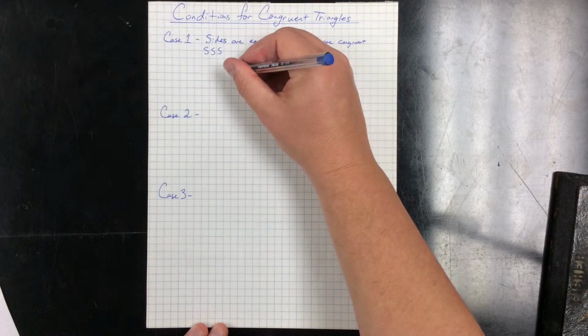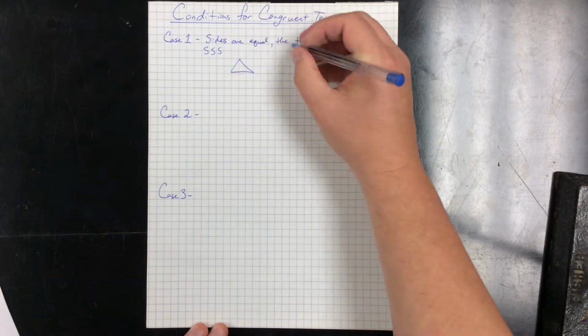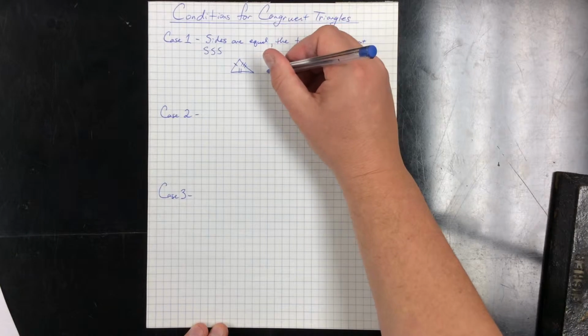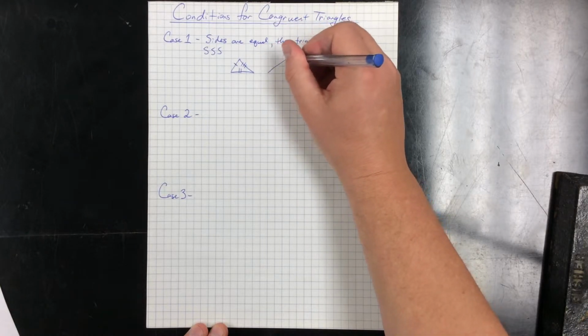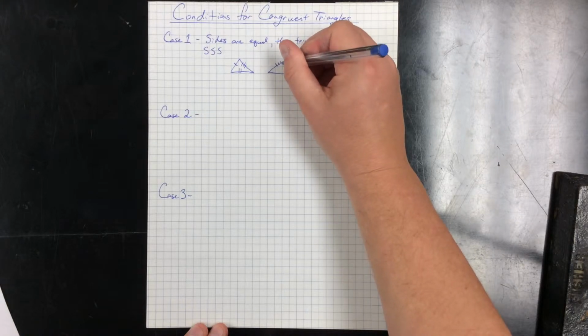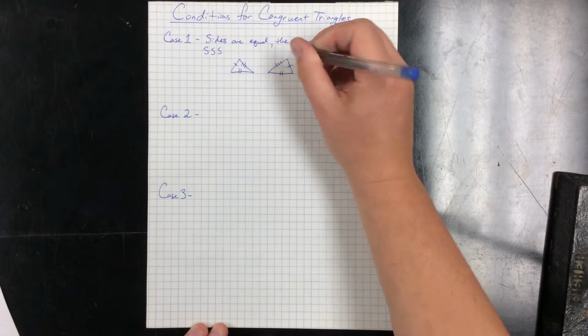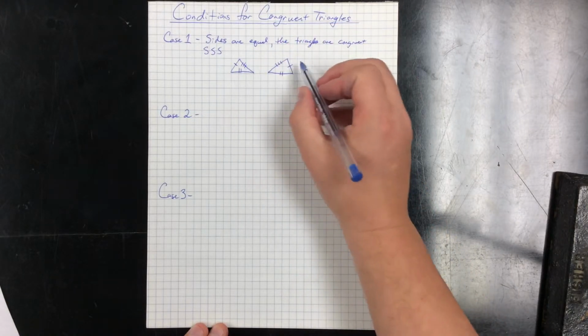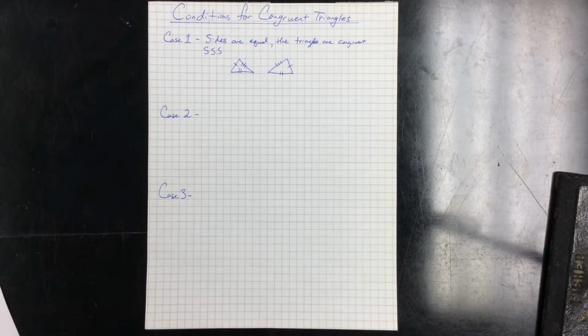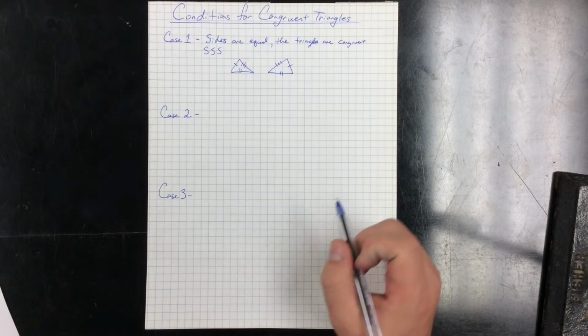If we have two triangles, and it doesn't matter how they're oriented, if we have three sides and they're all equal, this one's equal to that, that to that, side, side, side, in that case the triangles are congruent.